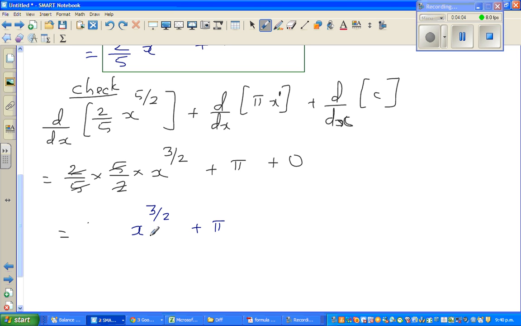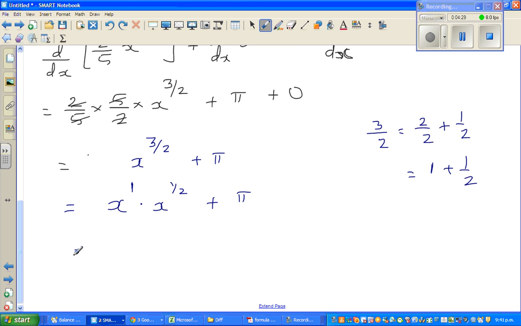Now you wonder, how can you write this as x root x? So this is nothing but x to the power 1 times x to the power half, because 3 halves is 2 halves plus 1 half, and 2 halves is 1. Okay, so that's not that difficult. So this is nothing but x times x to the power half, which is root of x, plus pi. And that's what the integration was about.